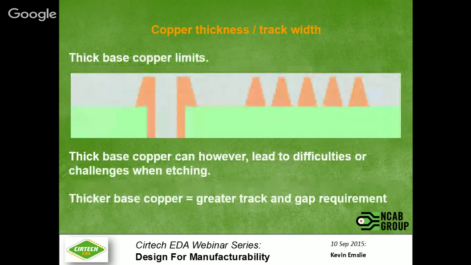Okay, thick copper base can, however, lead to difficulties and challenges while etching. A thicker base copper will result in greater track and gap requirements. So you'll need a wider track and gap the thicker the base copper goes.